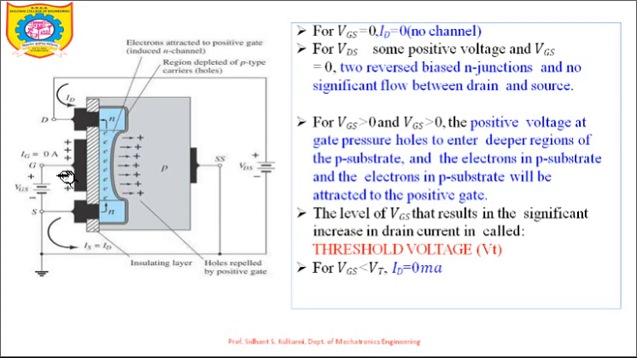Now for the enhancement type MOSFET, understand that VGS is always positive, VGS is always greater than 0. Now for VGS equal to 0, obviously there will be no drain current since the channel is absent. If VGS is 0, ID is 0 since no channel is present. For VDS some positive voltage and VGS equal to 0, two reverse biased junctions prevent flow between the drain and source. Now if VGS is greater than 0, there is a positive voltage at the gate. Now what will happen?